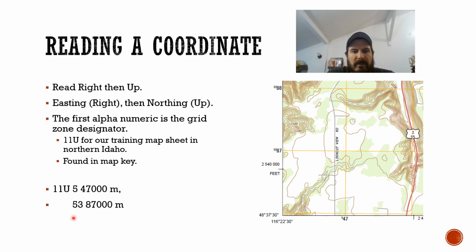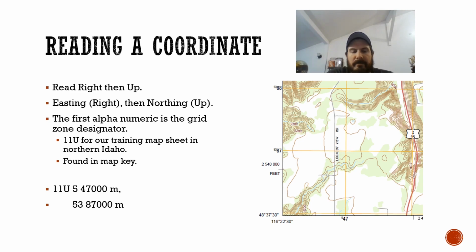We got a 5387. Your 53 and your 5, they're your 100,000 meter grid square identifiers. And then your 87, that's your up. So if I'm going to go right to 47, I'm going to go here, I'm going to go up to 87, I'm going to go up to this line here. And we're going to be talking about everything that's located in this grid square, and this grid square is 1,000 meters.